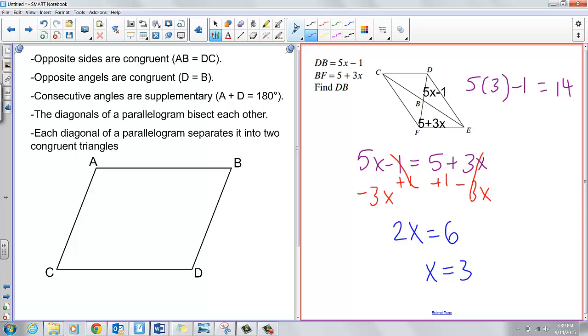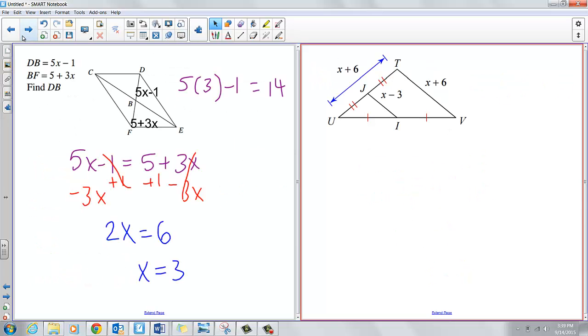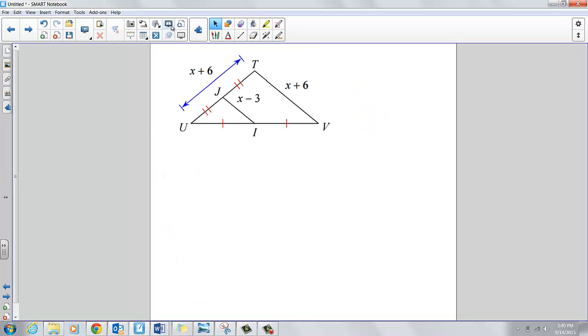Alright, the last problem is not parallelograms, but something else we need to make sure that we're solid on for the rest of this unit. It's talking about the midsegments. Remember, the biggest rule for midsegments is lines that are parallel. So in this case, we're going to be talking about this x minus 3 and x plus 6. Those are the two lines we want to worry most about.